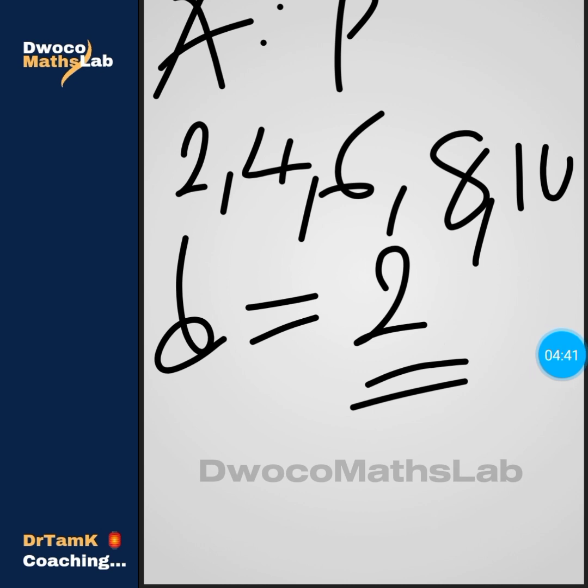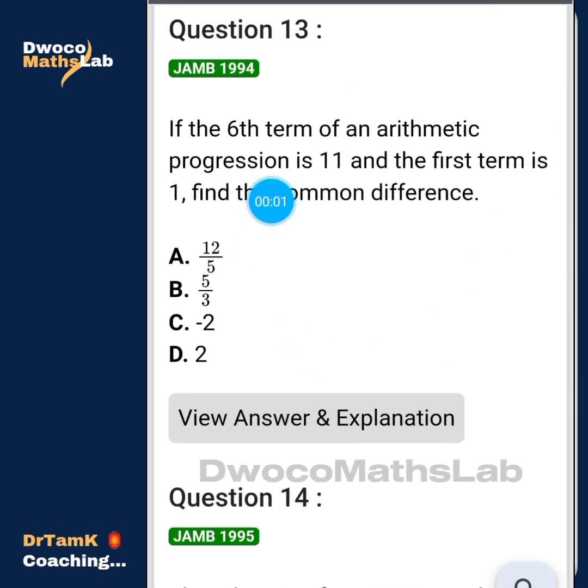If this is clear to you, we have a question here that says: if the sixth term of an arithmetic progression is 11 and the first term is 1, find the common difference. How do we solve a question like this? I'm going to take you to the board and let's see what we can do to solve that.